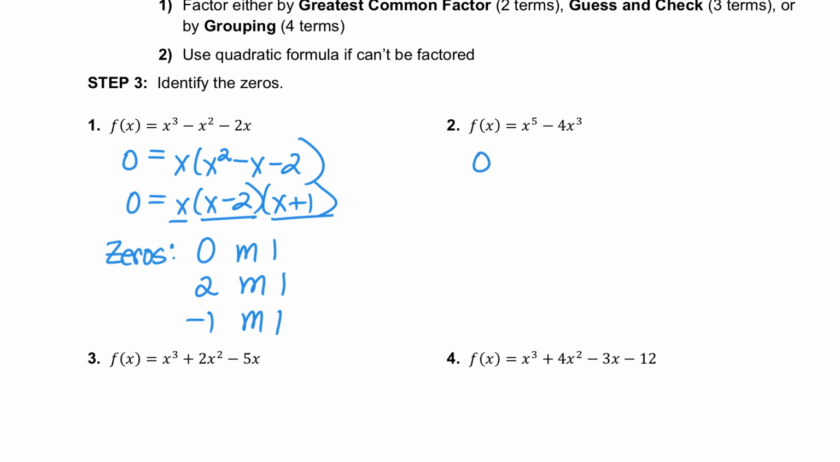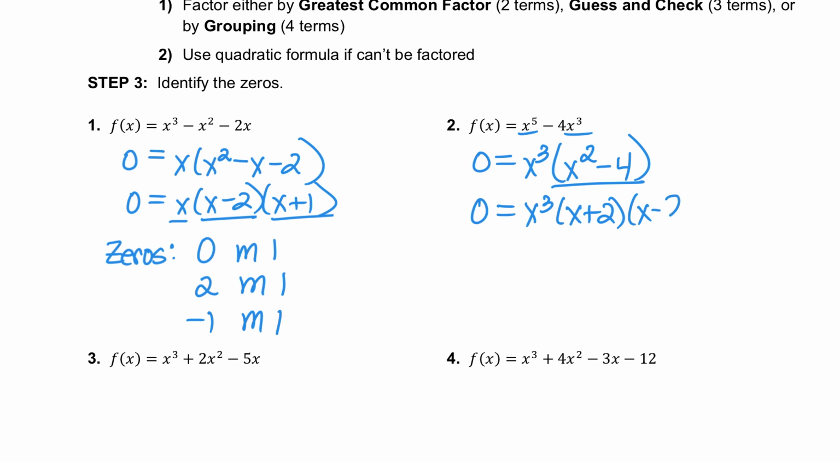Set it equal to 0 and factor. These have an x cubed in common, so pull out x cubed. That leaves me with an x squared for this one and just a minus 4 for the second one. Okay, this can be factored more. That's a difference of perfect squares, so that would be x plus 2 times x minus 2.